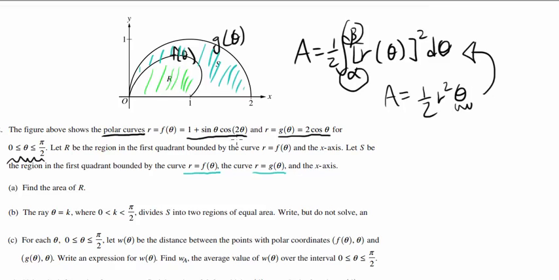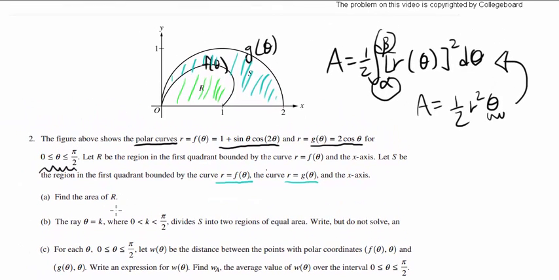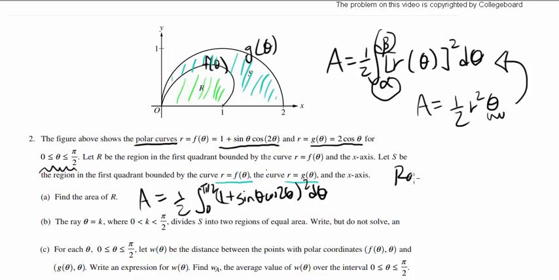And as you're adding this up with differential angle from the initial angle to the final angle, you obtain the integral given above. Now all we have to do is apply this to R, and R is bounded by f of theta and the x-axis. So that's going to get us what? The area is going to be 1/2 integral from 0 to pi over 2 of r of theta, which is 1 plus sine of theta cosine of 2 theta, and you want to square this, d theta. Plugging this into your calculator, make sure it's in radian mode by the way, that should get you 0.648.